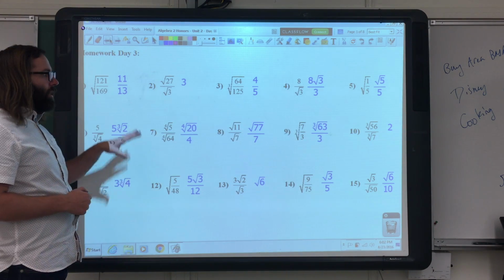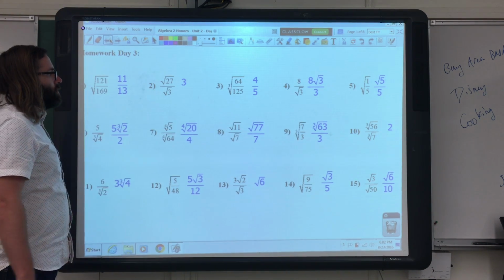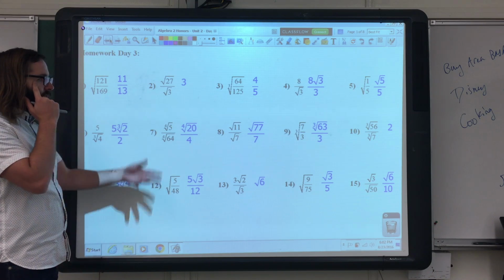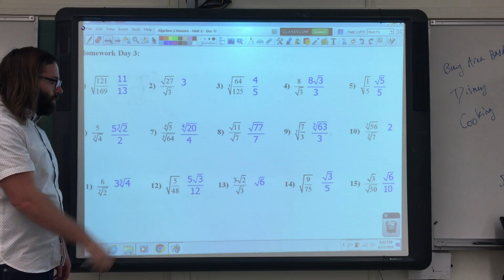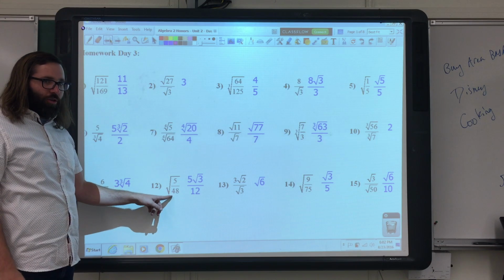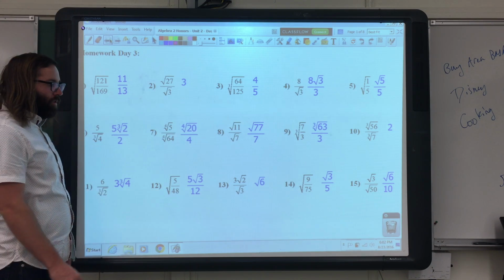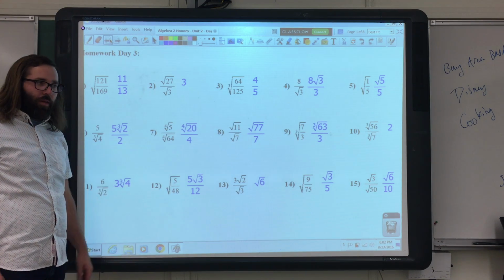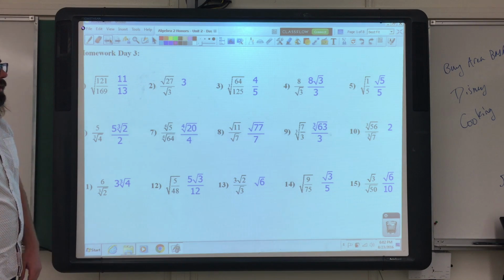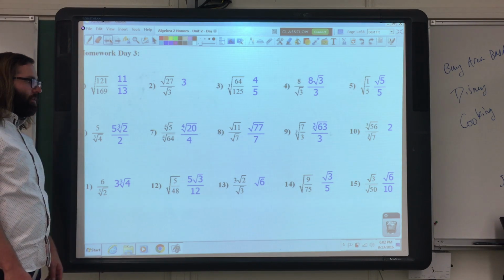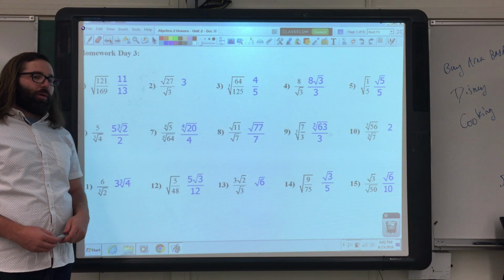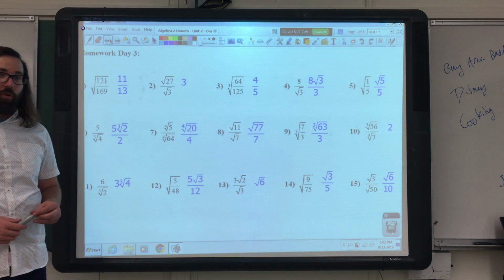Alright, so check your answers. Okay? Just simplifying these radicals. You always want to make sure that your denominator is rationalized so there's no radicals down there. So check your answers. If you want to go over any when we come back, circle them or star them so we know.